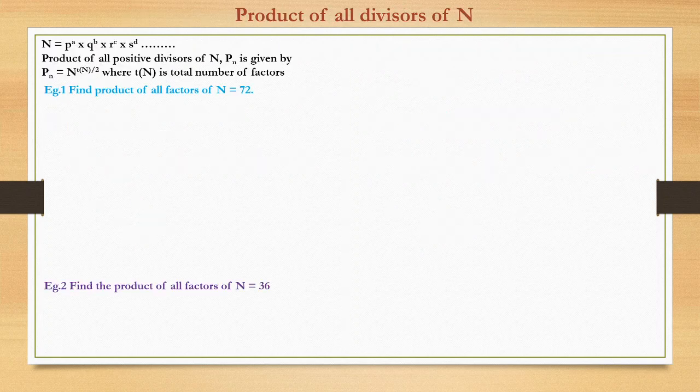Now, so here we end the concept on the sum of the reciprocals of factors. Now we will move to a concept which is very important, and this is the product of all the divisors or the factors of n. So our question is to find all the factors of n, where n is equal to 72.